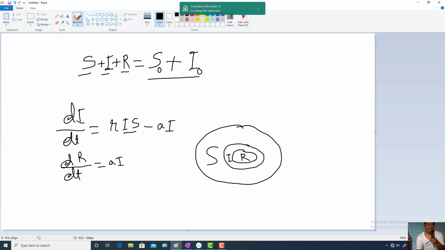So this is one equation. Another equation is the rate of decrease of the susceptible population. As I already told you, the susceptible population is decreasing, so dS by dt, the rate of decrease, should be negative, and it is equal to the negative of the contact transmission, rIS.